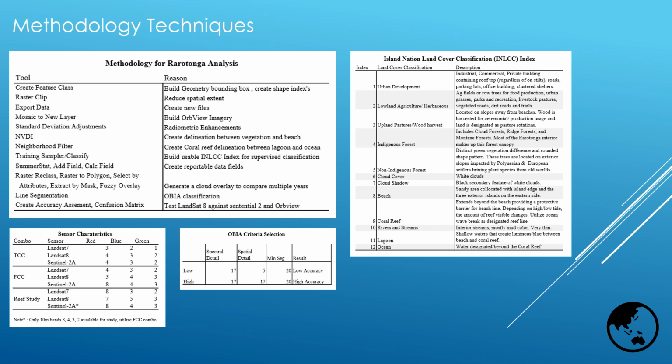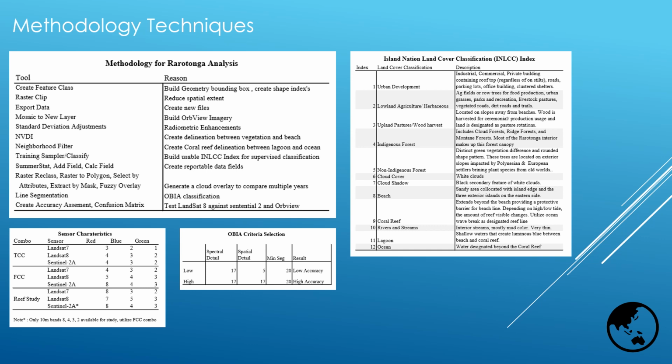To the right is my INLCC index, which is the Island Nation Land Cover Classification Index. That's its official name. I claimed it. And those are the different ideas. Indigenous versus non-indigenous are pretty distinguishable because you have clumps of cauliflower trees versus clumps of evergreen trees, is how I like to compare them. And then your upland pastures are distinguishable by color versus lowland agriculture.